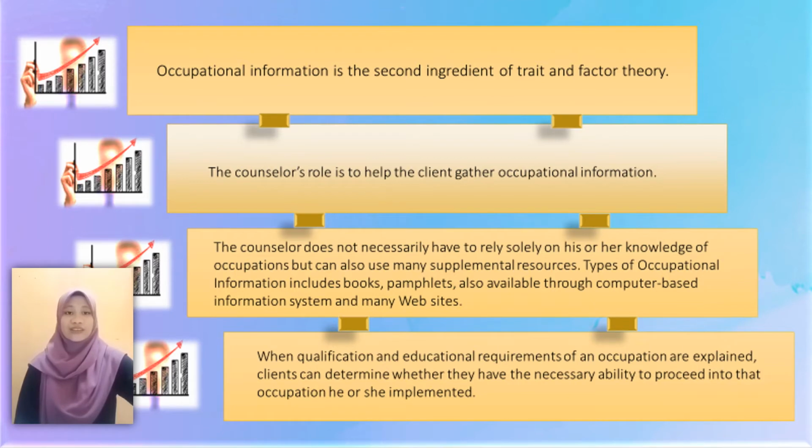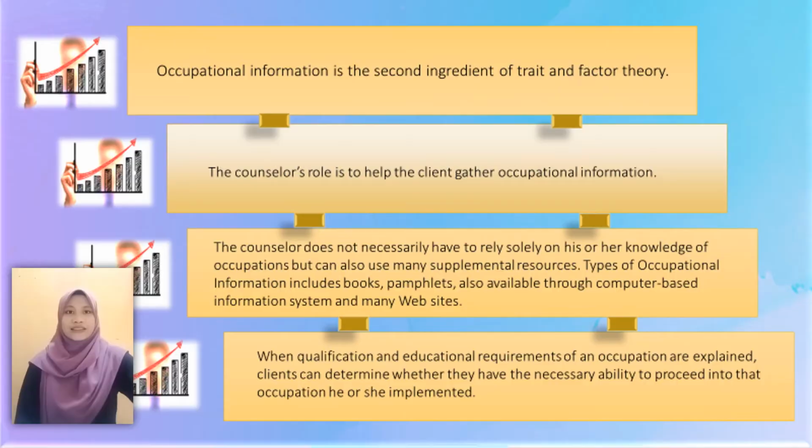The counselor does not necessarily have to rely solely on his or her knowledge of occupations, but can also use many supplementary sources. There are many types of occupational information sources, including books, pamphlets, also available through computer-based information systems and many websites. When qualifications and educational requirements of an occupation are explained, clients can determine whether they have the necessary ability to proceed into the occupation that he or she is interested in.